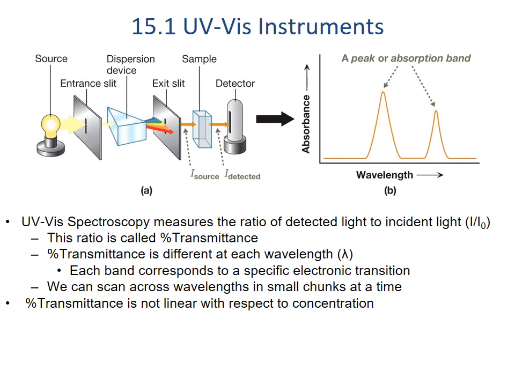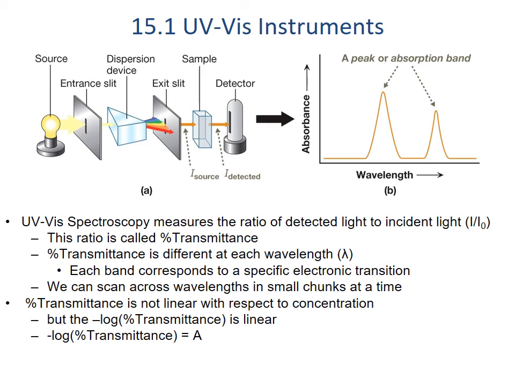While percent transmittance is directly derived from our measurements, it's not actually very useful since it isn't linear with respect to concentration. If we take the negative log of percent transmittance, though, that is linear. And we call it absorbance, which we usually indicate with an A. The percent transmittance here that we use in this version is the decimal form, so numbered between 0 and 1.